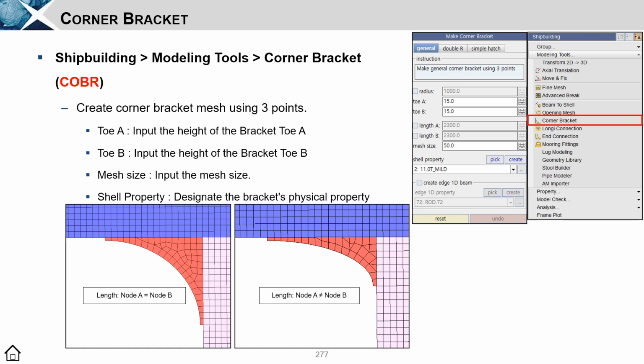COBR commands are functions that automatically generate the corner bracket. You can create a bracket by entering the length of both sides of the bracket or by selecting nodes of both ends. If both sides are the same length, they are created in a circle radius. If they are different, they are created in an elliptical radius.